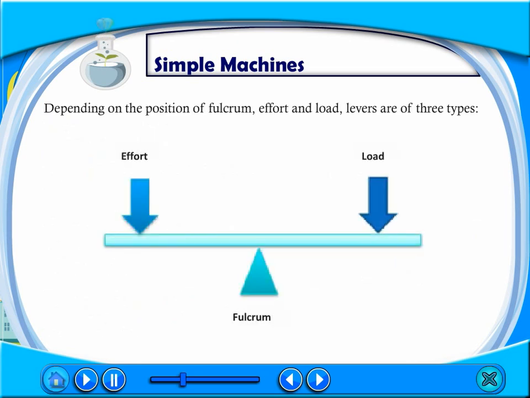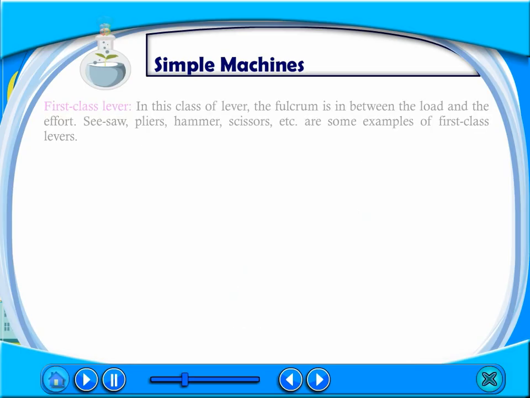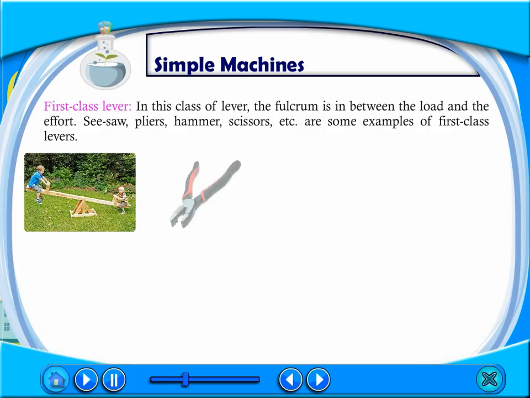Depending on the position of fulcrum, effort and load, levers are of 3 types. First class lever. In this class of lever, the fulcrum is in between the load and the effort. See saw, pliers, hammer, scissors, etc. are some examples of first class levers.